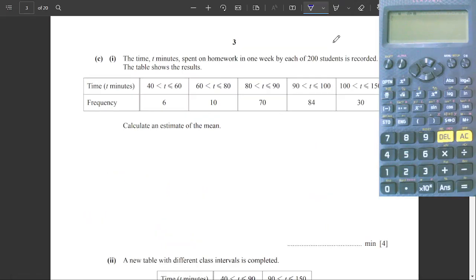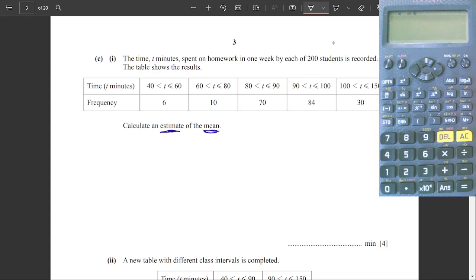Question 1C part 1. They want us to calculate an estimate of the mean. Alright, this is about the time it took students to complete homework. Yes, so 6 students took somewhere between 40 and 60 minutes to do the homework, and the 30 students working maybe the hardest took between 100 and 150 minutes. Okay, we don't know the exact time it took each student to complete their homework. It's been grouped, so that's why this is an estimate.